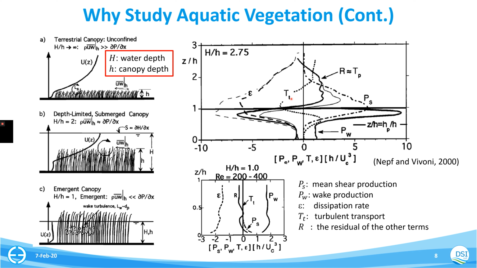the turbulent transport. So here represents the shear production contributing to the transport of the turbulence. And the residual is equal to the pressure transport above the canopy.